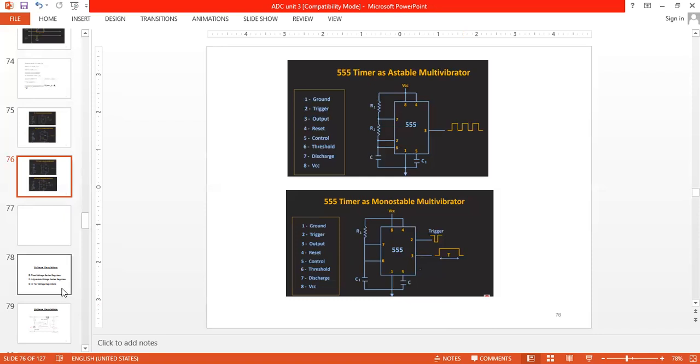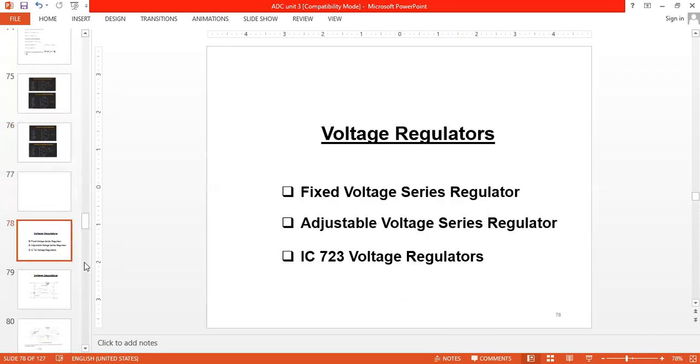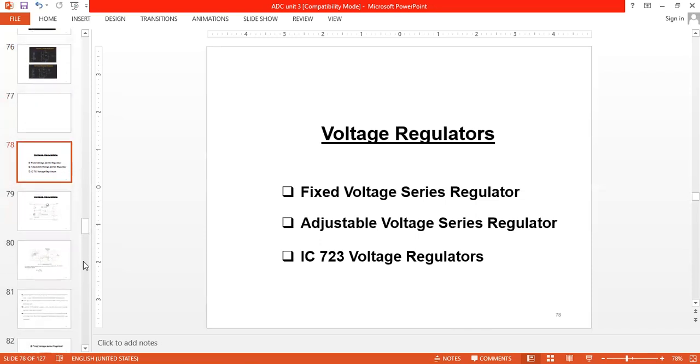Okay, thank you. So next class we will see the voltage regulator. That is, what is a voltage regulator and what are the types of voltage regulator. So where it is used, and how we perform voltage regulation using the operational amplifier in real-time industry fields. Okay, so thank you.